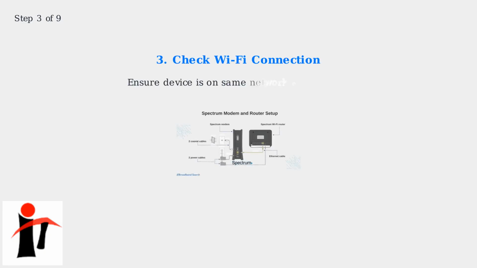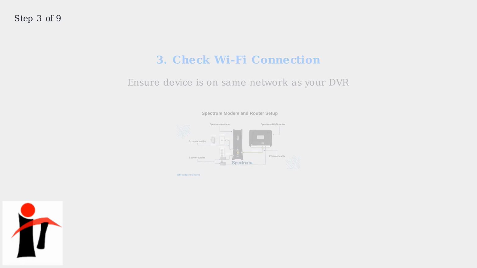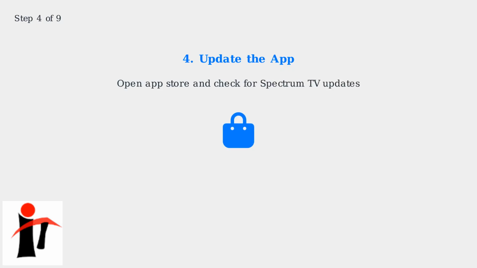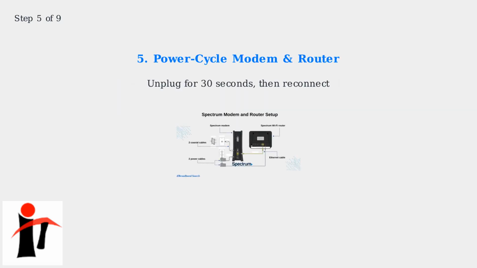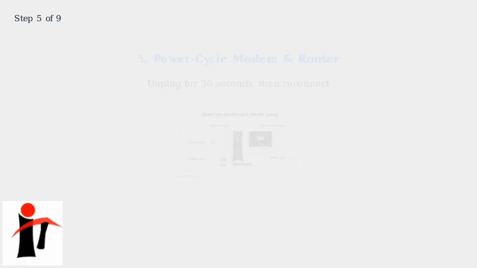Make sure your device is connected to the same Wi-Fi network as your primary Spectrum DVR, if you have one. Also, check for app updates in the App Store. If those don't work, try power cycling your modem and router. Unplug them for 30 seconds, then plug them back in.